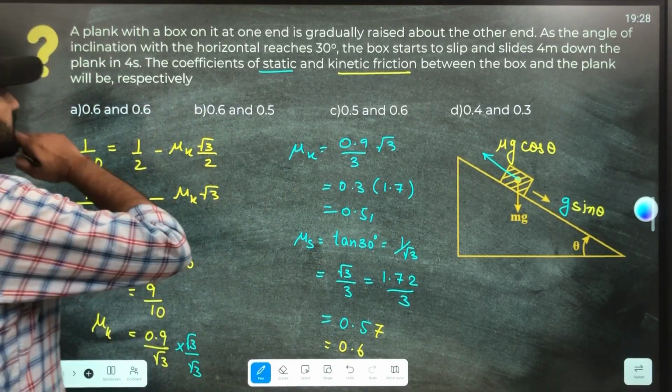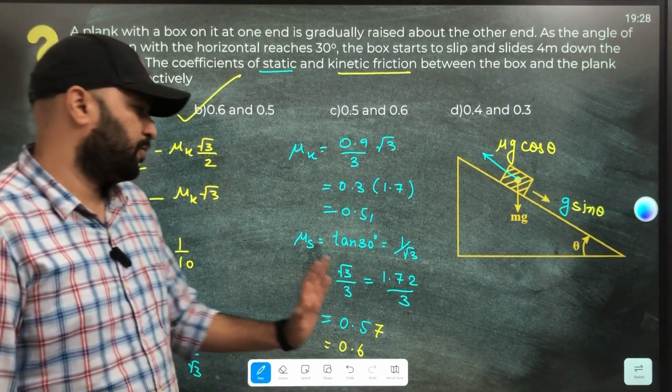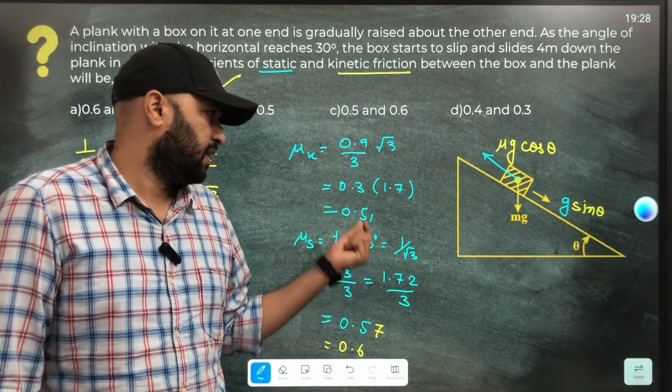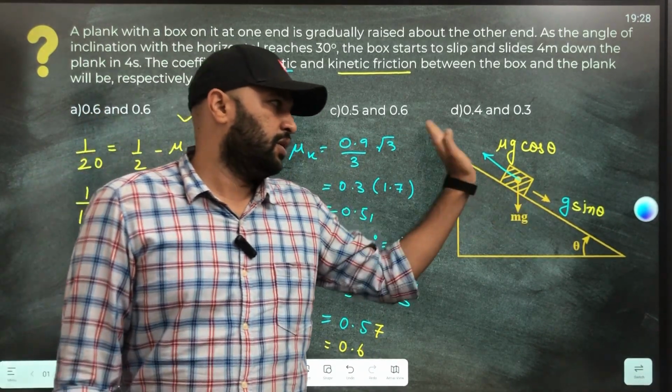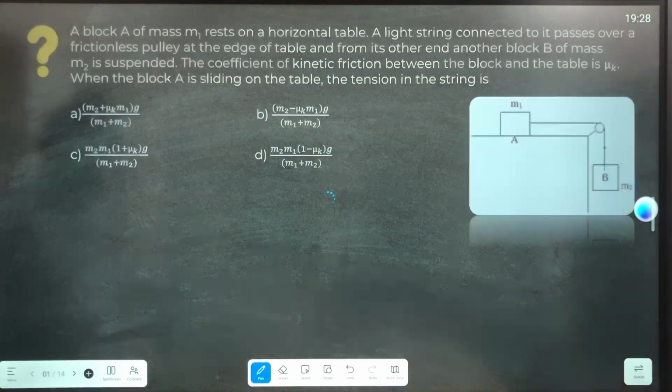So the correct option for this one is option B. I hope this is clear. Okay, so you have to be very careful. For static friction, we take straight away mu s is equal to tan theta. For kinetic friction, we have to use the equations of motion. Clear? Let's see the next question.